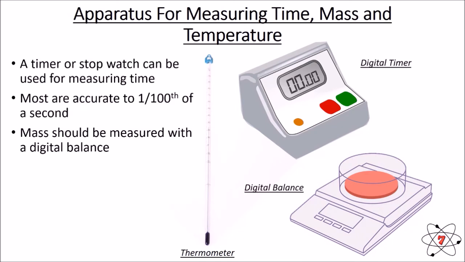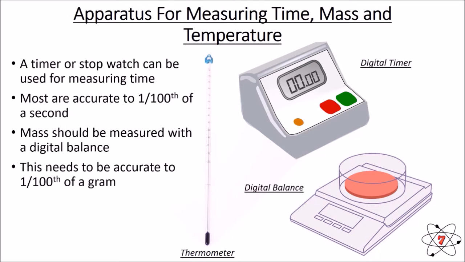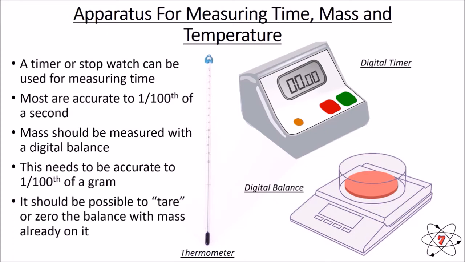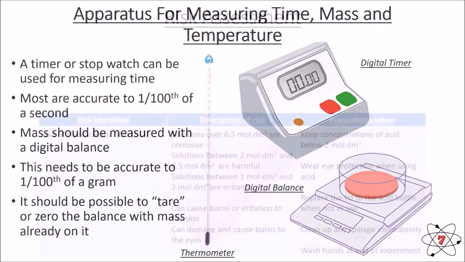A digital balance is basically a scale. Again, a good level of accuracy is to 1/100th of a gram. And a good scale should be able to tare or zero. This means you put a mass onto the scale, you press the tare button and it will read 0. This is very good if you need to add 2 or 3 different substances to the same beaker because you can then zero it and add the correct amount each time.